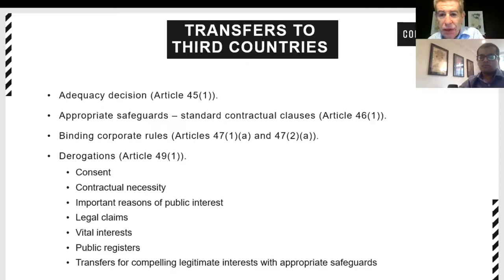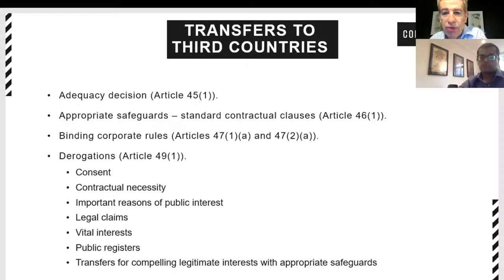And these are means of ensuring there are appropriate safeguards. In fact, at the moment, there are four sets of standard contractual clauses, two dealing with controller to controller arrangements and two dealing with controller to processor arrangements. And they've been developed over a number of years.